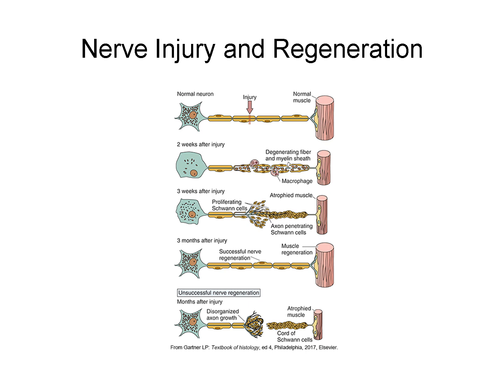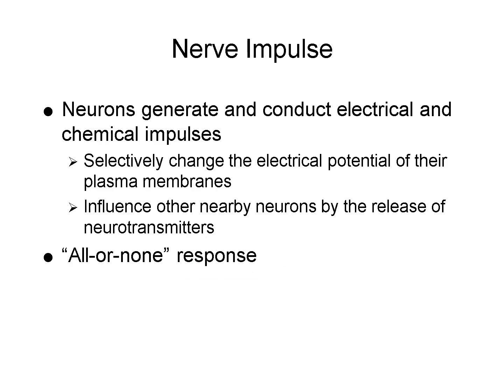The figure shows the breakdown of the axon and myelin sheath, and the swelling of the cell body as regeneration efforts begin. Understanding this process is key for therapies targeting nerve repair. Neurons communicate by generating and conducting electrical and chemical impulses.